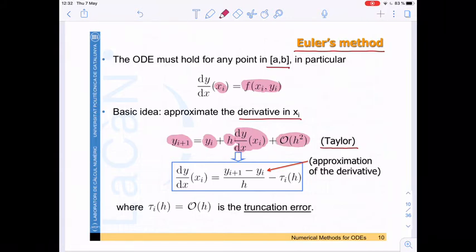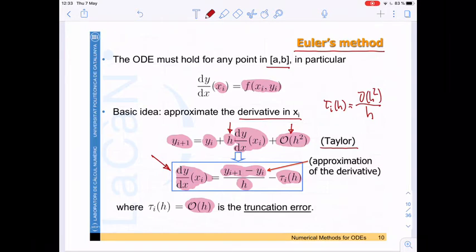So the first thing we can do here is obtain this approximation to the first derivative. So dy/dx at x_i equals (y_{i+1} minus y_i) over h. So this is a forward approximation minus this truncation error. And this truncation error is first order in h, proportional to h, simply because tau_i(h) comes from this big O(h squared) divided over h.